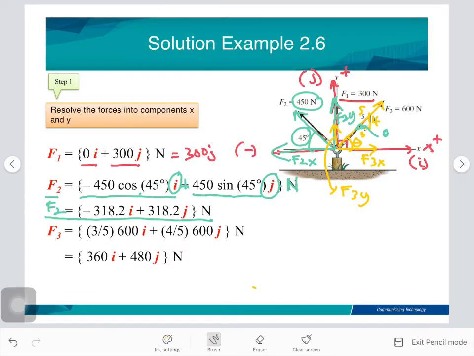So now you have here F3x. F3 is equal to, now we want what is the cos here. Cos is equal to 3 over 5. The magnitude is 600. So 600 multiply 3 over 5 i plus F3y is equal to 600 sine, 4 over 5. So you can solve, and then you can write F3 in Cartesian as 360i plus 480j. Okay, you got it?